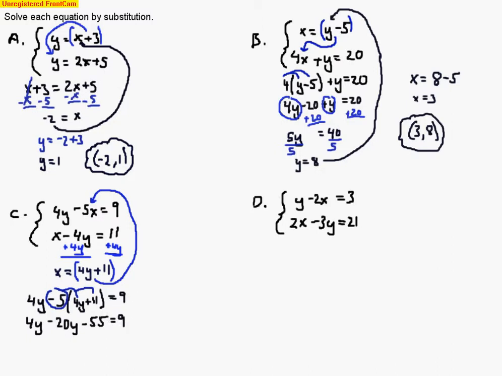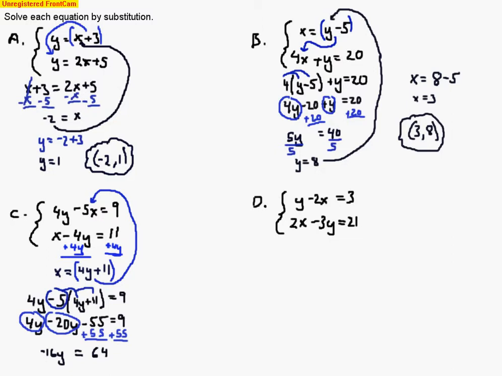So now I can go ahead and collect some like terms and do an opposite operation in the same step. So I'm going to collect the 4y and the negative 20y because they're on the same side of the equal sign. I'm also going to do an opposite operation here. I'm going to add the 55 to both sides. And that will isolate my variable and move the constant to the other side. So I'm left with a negative 16y equaling, and I do this work, I have 64.